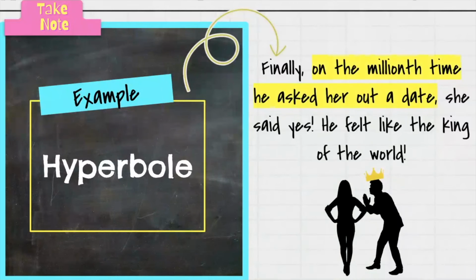So here's an example. Finally, on the millionth time he asked her out on a date, she said yes. He felt like the king of the world. Well, he probably didn't really ask her out a million times. If he did, then we're moving into stalker territory. So hopefully that's not the case. But he was probably consistent and maybe asked her out a couple of times. But it creates that drama for us. So we know his desperation and how much he really likes her.